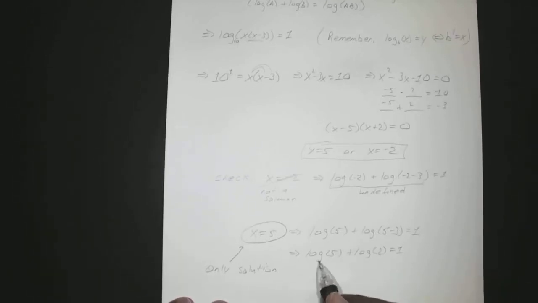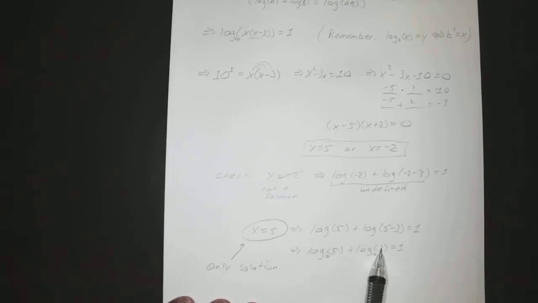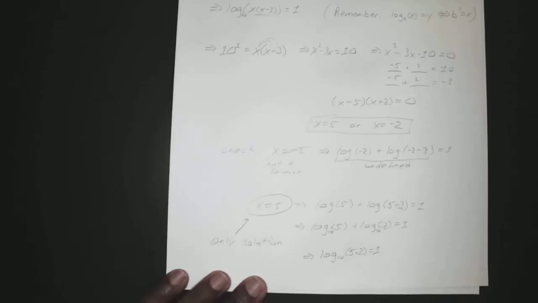Okay, now if you did want to go all the way through with this one, let's say log base 10, log base 10. If you want to combine these two, log base 10 of 5 times 2. So that's really log base 10 of 10 equals 1, which means 10 to the power of 1 equals 10, which is true.